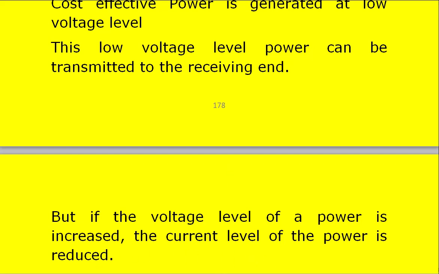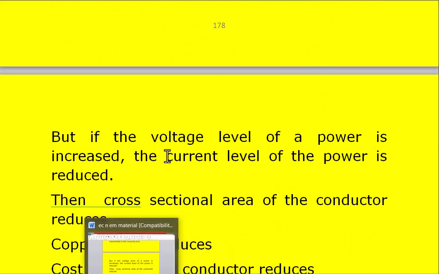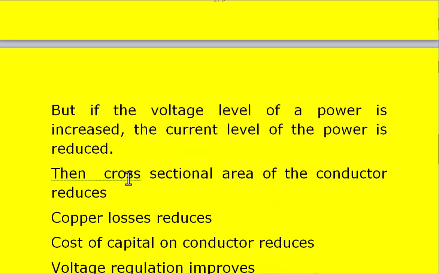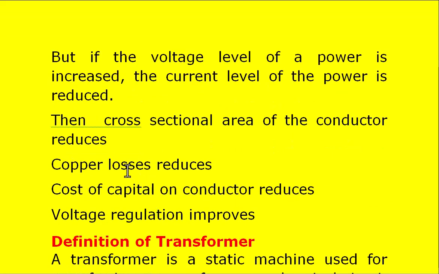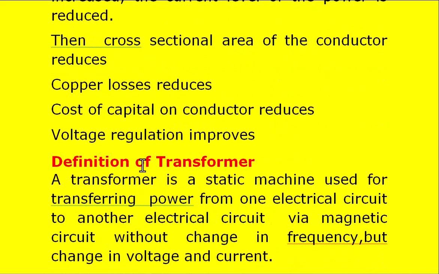In order to reduce the capital cost of the power transmission, the voltage level of the power is increased so that the current level of power is reduced. And for this purpose, we use what is called a transformer. With this, the copper losses in the transmission can be reduced, capital cost on the conductor reduces, and also it improves the voltage regulation.